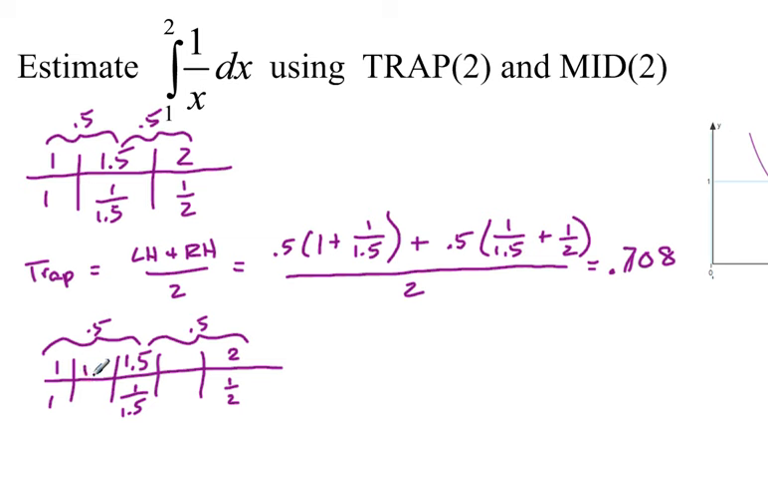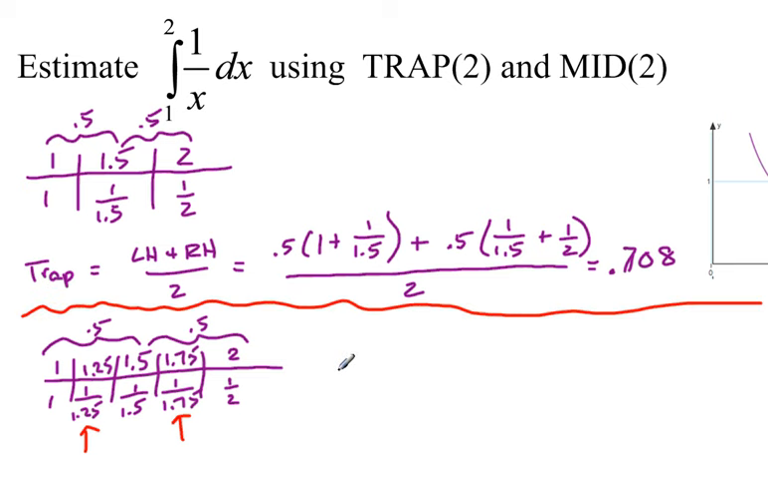So the midpoint's going to be when I plug in 1.25, which is 1 over 1.25. And here I'm going to have 1.75, or 1 over 1.75. Now the values that I'm going to want to use are those values right there, because they are the midpoints in those two bars. So let's just separate these out. Here we go. So midpoint is going to be a width of 0.5, but my heights are going to be 1 over 1.25 and 1 over 1.75. And then we can throw that in our calculator and see what that number looks like.